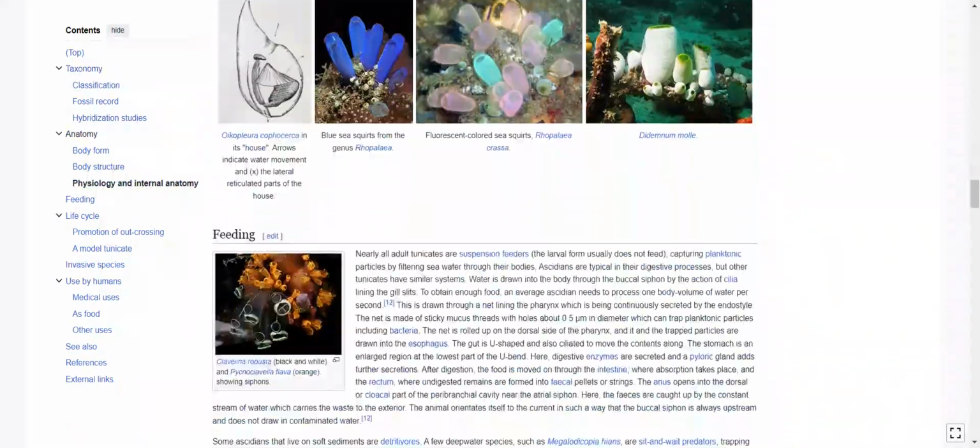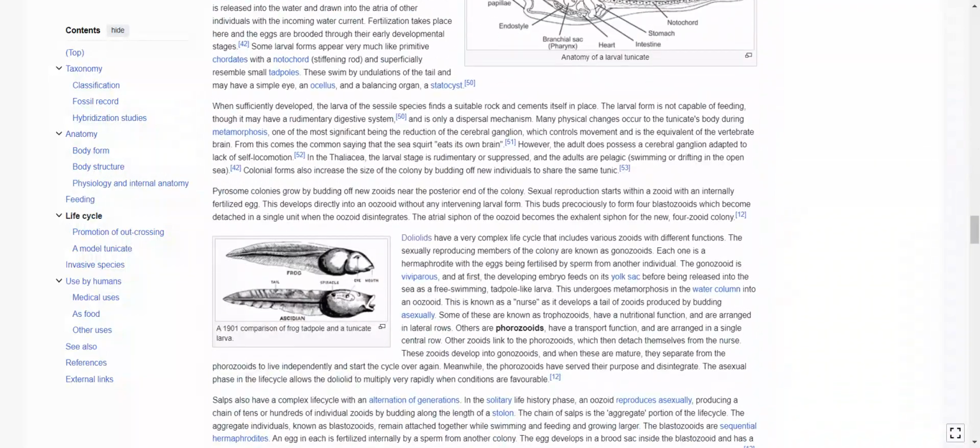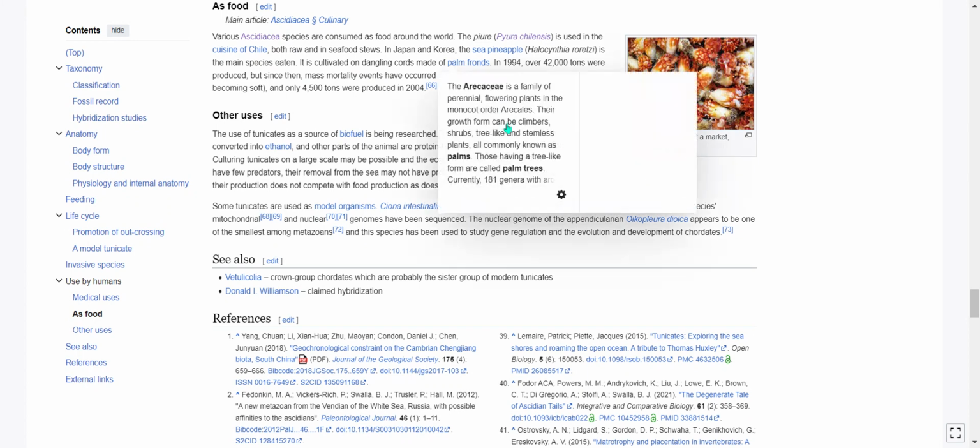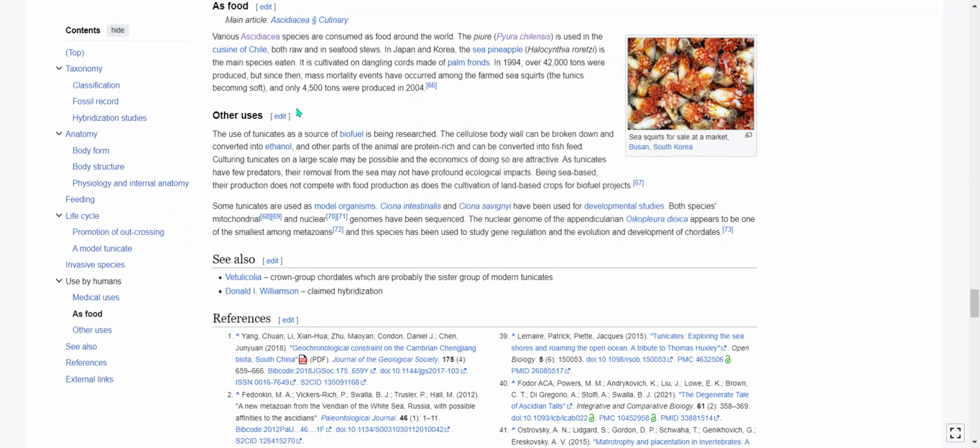My goodness, this is so lengthy. As food. So great. People eat it. Sea pineapple. It is cultivated on dangling cords made of palm fronds. And in 1994, over 42,000 tons were produced. But since then, mass mortality events have occurred among the farmed sea squirts, the tunics becoming soft, and only 4,500 tons were produced in 2004.